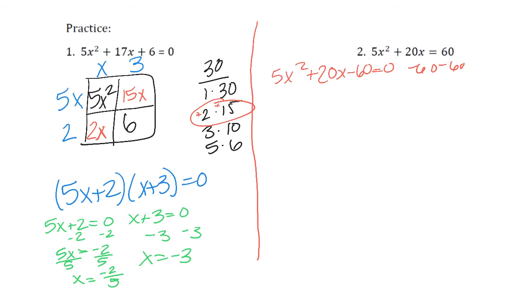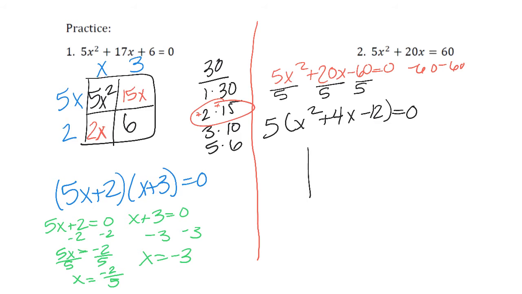So what is my GCF? It's 5. Remember, we divide that 5 out of each thing. So then we're left with x squared plus 4x minus 12 equals 0. So then we can leave the 5 on the very, very outside while we factor this inside.